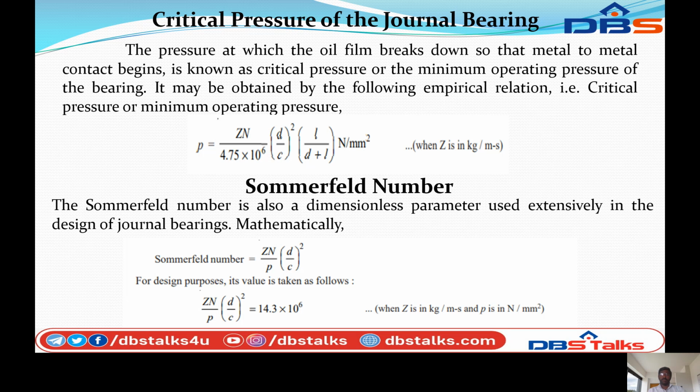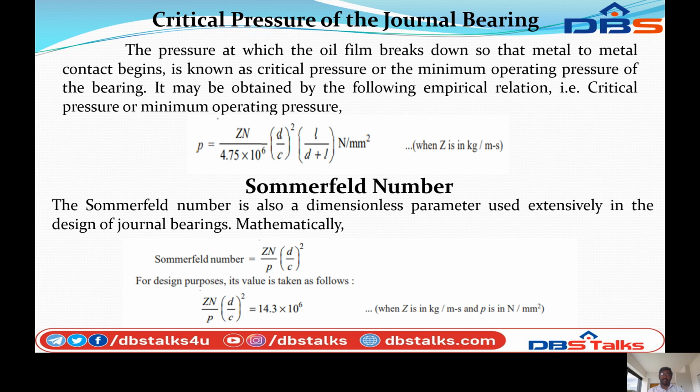Sommerfeld number. So what is the Sommerfeld number? The Sommerfeld number is a dimensionless parameter used extensively in the design of journal bearings. So it is used in designing the journal bearing. Mathematically it can be represented as Sommerfeld number equals Zn by P into D by C whole square.